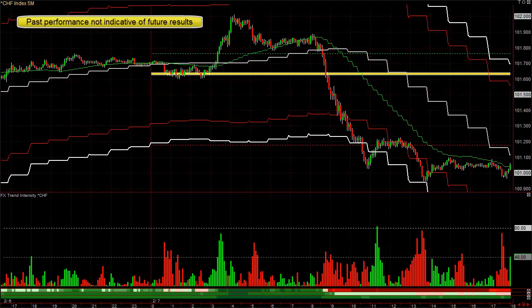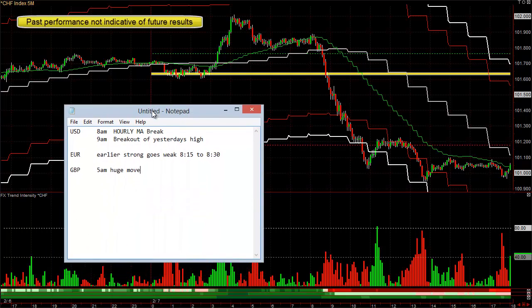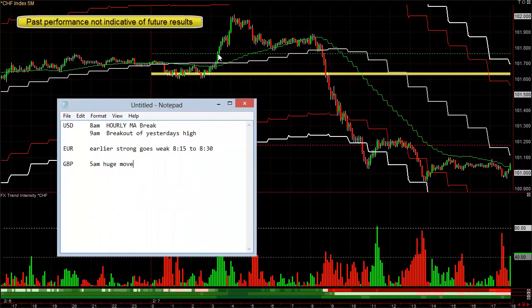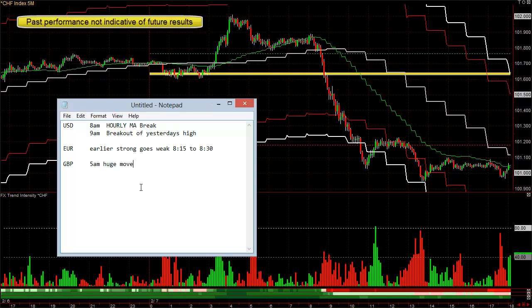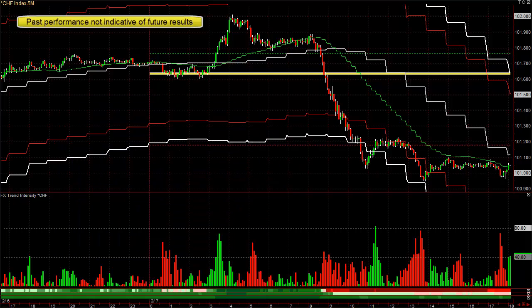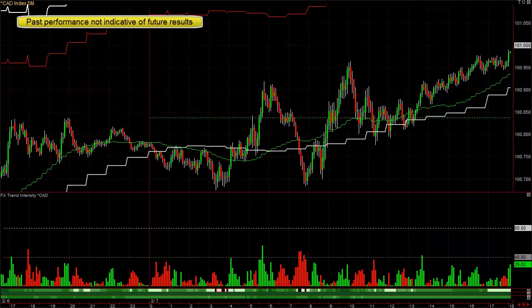The Swiss pretty much is very similar to the euro, but not quite. It broke from below to above its previous day's high, comes down, finds support, comes down, finds support for about 20 minutes, and then breaks down. And it also happened to be the hourly moving average. So we'll just put this on here at 8:30. Broke from above to below the high and hourly moving average. Okay? And I'm just showing you how I trade with this so that you can look at it as well.